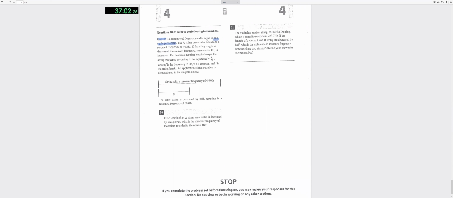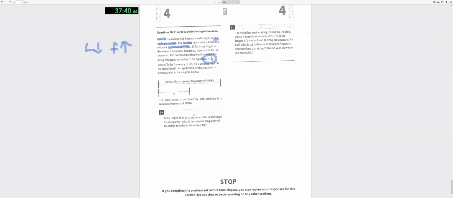On a violin, the A string has a frequency of 440. If the string length is decreased, its resonant frequency is increased. So length down, frequency up. The decrease in string length changes the frequency according to this formula, where F is the frequency in hertz, V is a constant that we don't know, and L is the string length. An application of the equation is demonstrated below. We cut the length in half and it makes the frequency double. That's how frequency works.